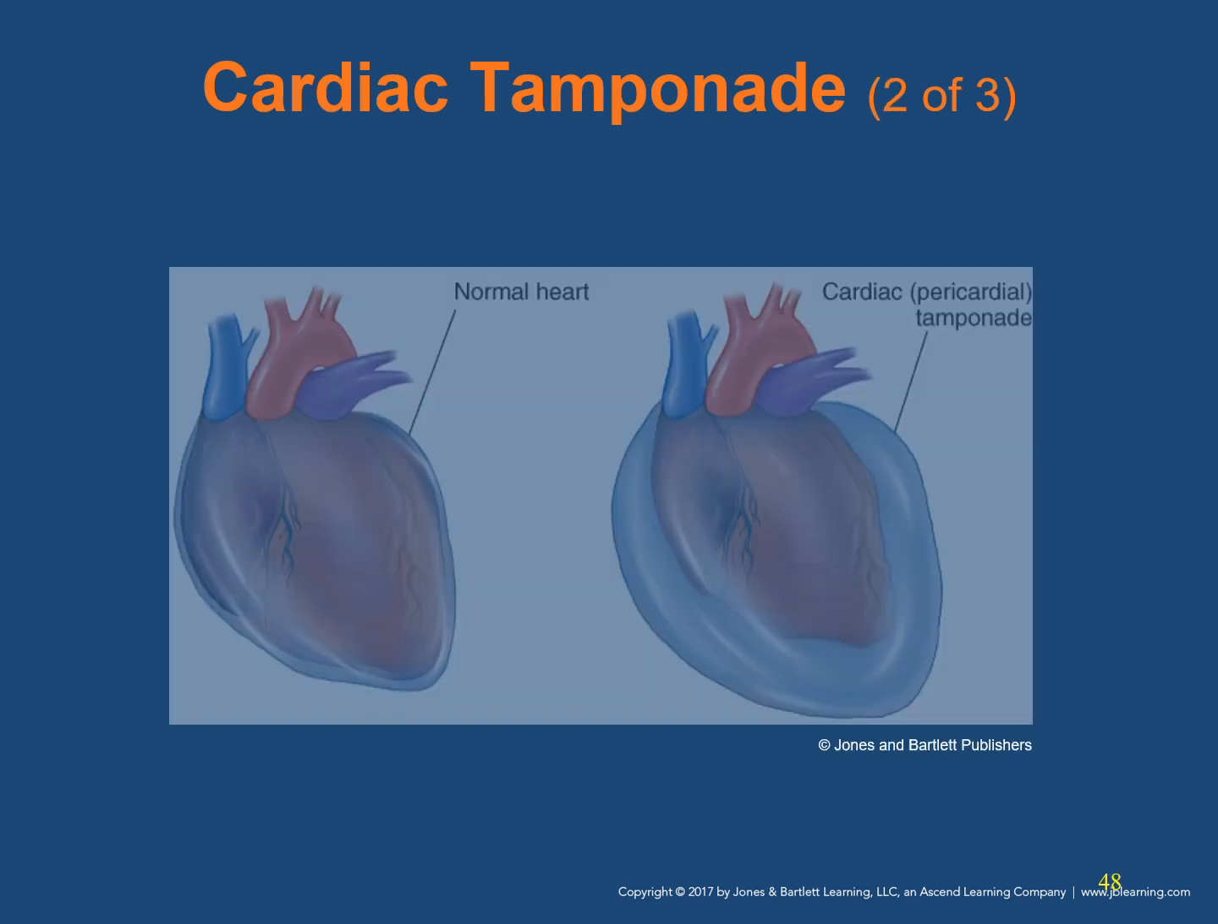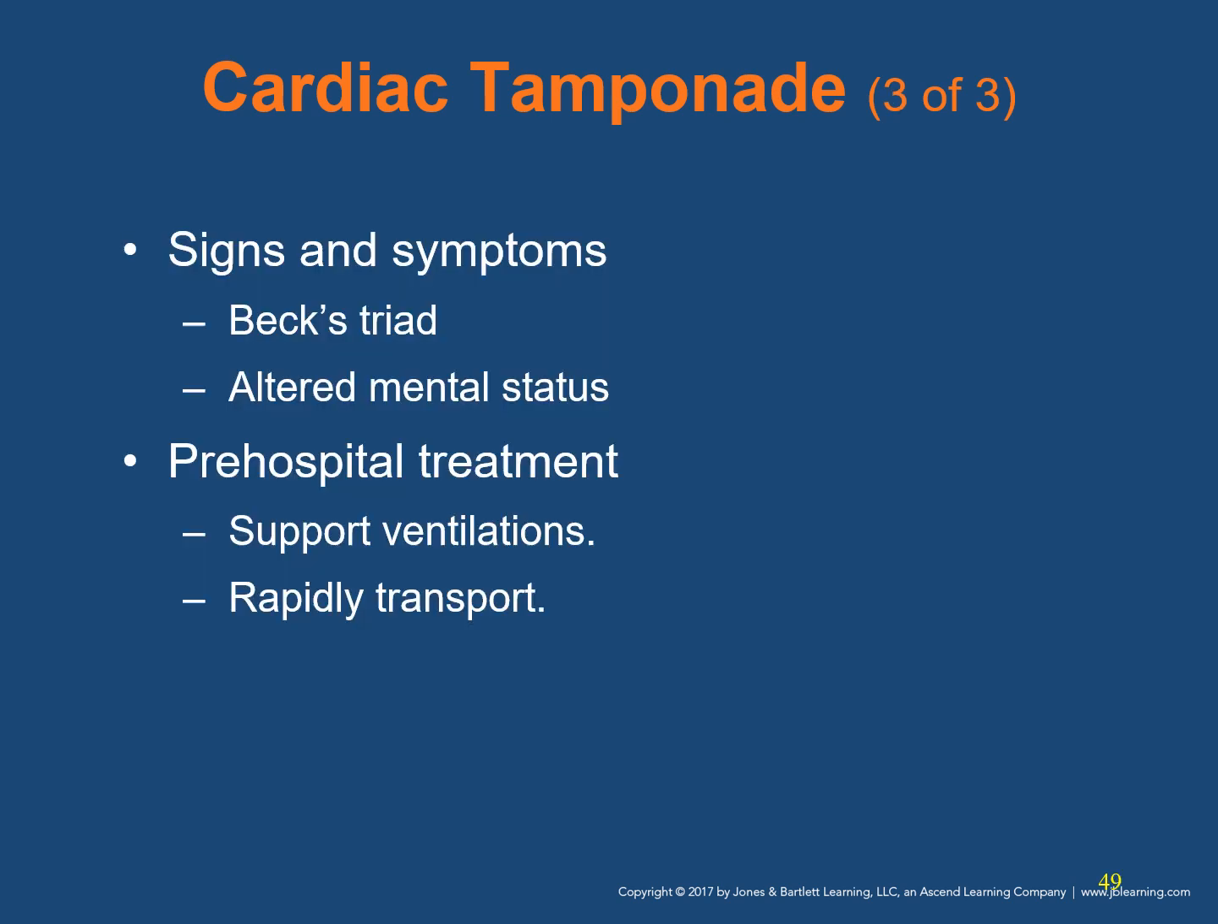This illustration shows cardiac tamponade. With cardiac tamponade, fluid builds up within the pericardial sac, causing compression of the heart's chambers and dramatically impairing its ability to pump blood to the body. Signs and symptoms.